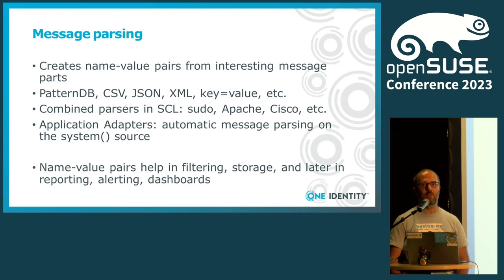The main feature of Syslog-ng 3 was message parsing. This is when the original message parsing code was started. It means creating name value pairs from interesting message parts. The first message parsing in Syslog-ng was PatternDB, which is a tool to turn freeform log messages like the SSH login message you were seeing on the screen into name value pairs. But we can also turn a couple of structured log messages into name value pairs like CSV, JSON, XML, the key value pairs, and so on.